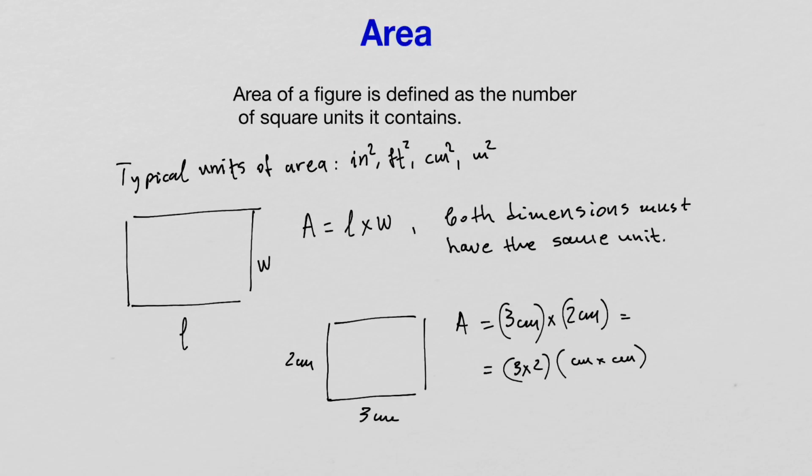And then I'm going to multiply the units of each dimension separately. So we have centimeters times centimeters. And so the result of this is that the area is equal to 6. And then the units of the area will be square units now. So centimeters times centimeters, that is centimeters to the second power, or centimeters squared.